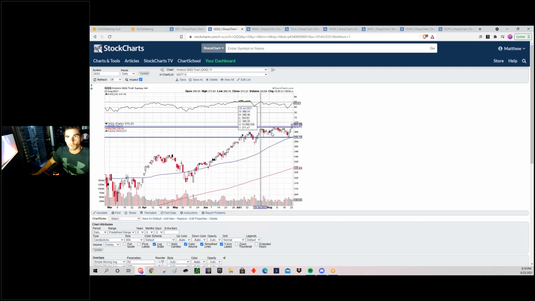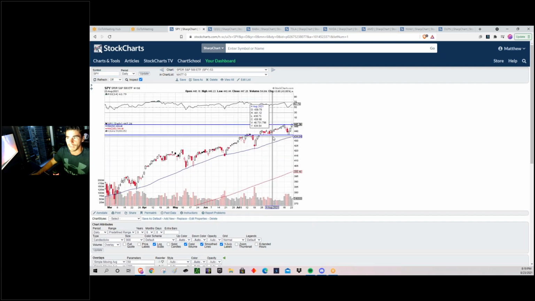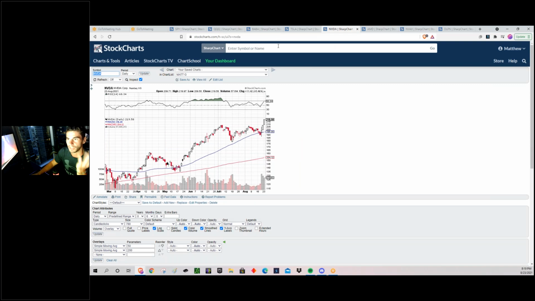I don't think we're anything crazy extended at this time. QQQ, we're about 3.5% extended from the 50 SMA. SPY, we're about 3% extended from the 50 SMA. So there's room for some more extension. But today was one of those days where it felt like euphoria was settling in on a lot of these setups, especially something like NVIDIA, which I'll talk about in a moment.